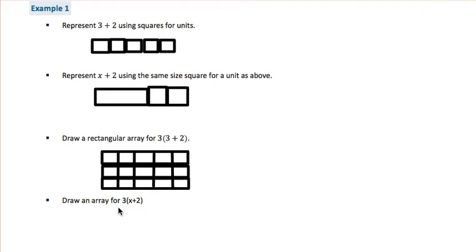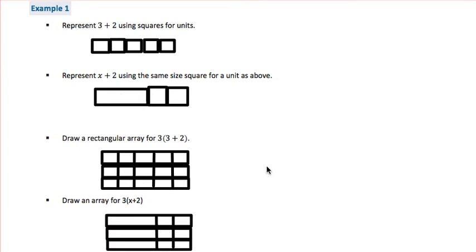Finally, we're going to draw an array for 3 times the quantity x plus 2. So we'll take this diagram and we'll make 3 rows of it. And our final representation, we have 3 rows of x, we don't know what goes in x, plus 2. Please notice when we do that, we would have 3 times x and 3 times 2, which is 6. So this is also representing the distributive property. 3 times x, which is 3x, and 3 times 2, which is 6.